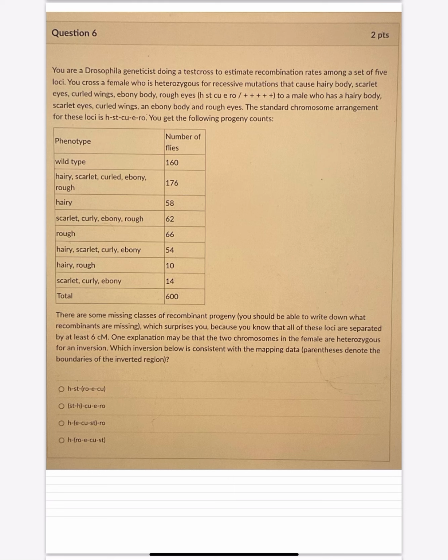All right, right off the bat, how are we going to solve this problem? Let's identify the parentals and the double crossovers. We know that the parentals are the 2 highest occurring numbers, which would be 160 and 176. So these right here are going to be parentals. The double crossovers are going to be the lowest progeny counts, and those are 10 and 14. So these are the double crossovers, which I'm going to denote as DXO. Everything else in the middle is going to be single crossovers, SXO.